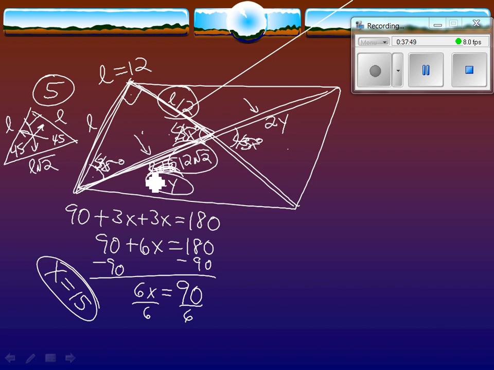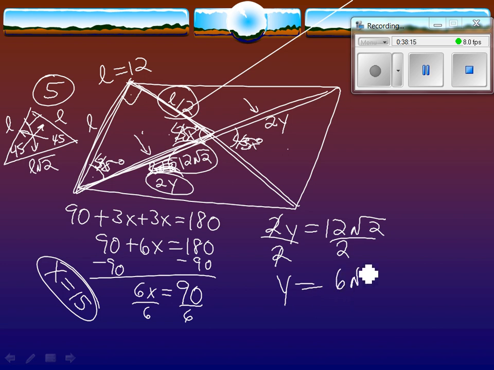Could we set that equal to the 2y right there? So 2y equals 12 radical 2. Let me cover this up. If you had that, how would you solve it? Divide by 2. Guess what you do to this side? Divide by 2, same thing. It doesn't change. So we divide this side by 2, divide that by 2. What's 12 divided by 2? 6.